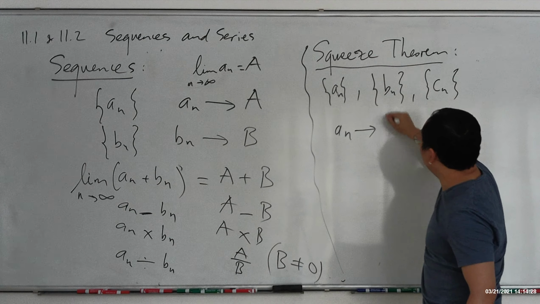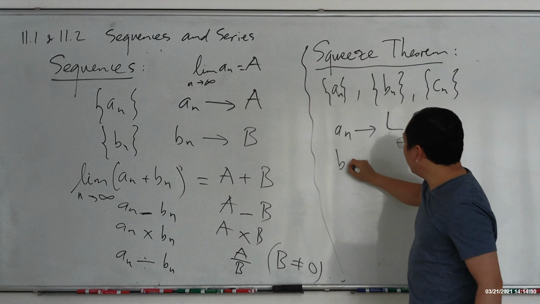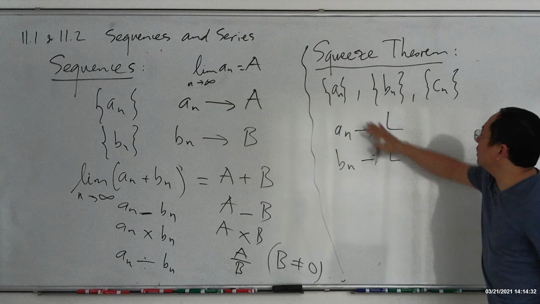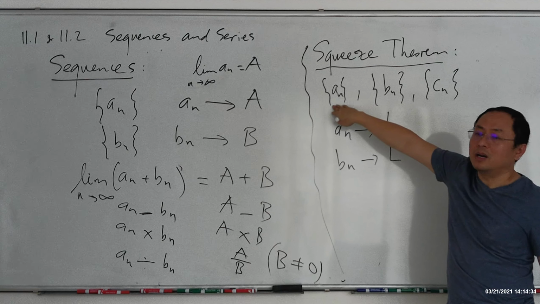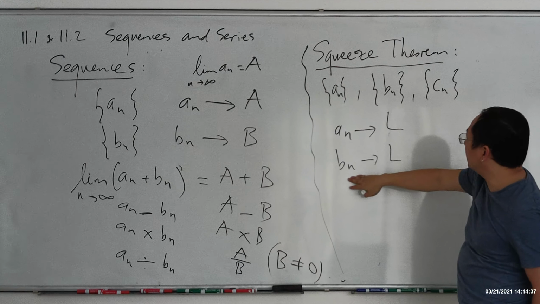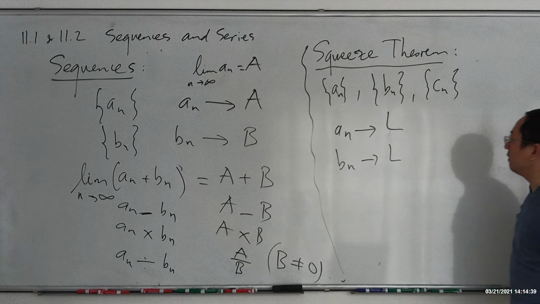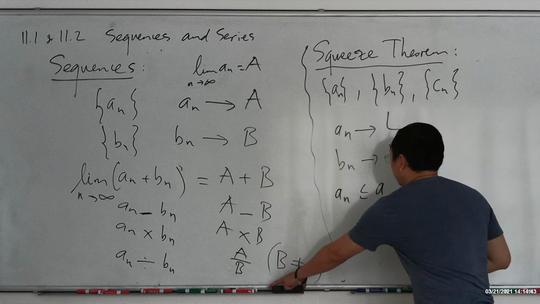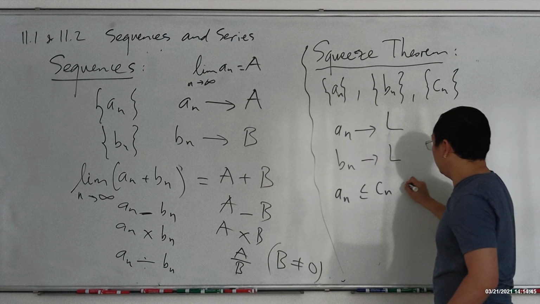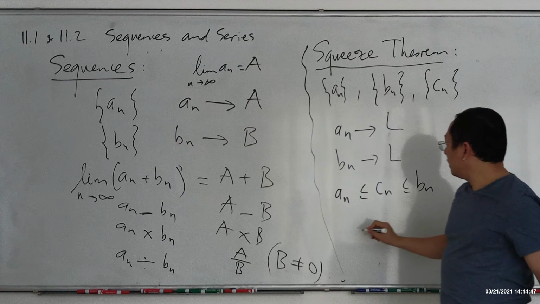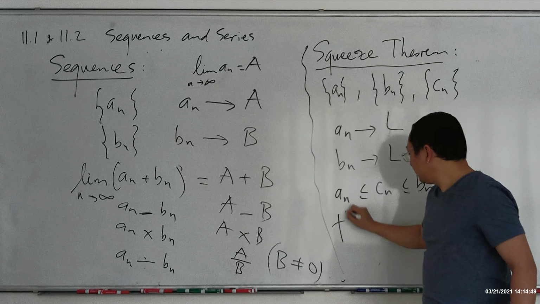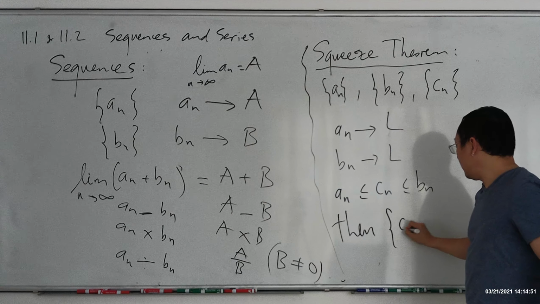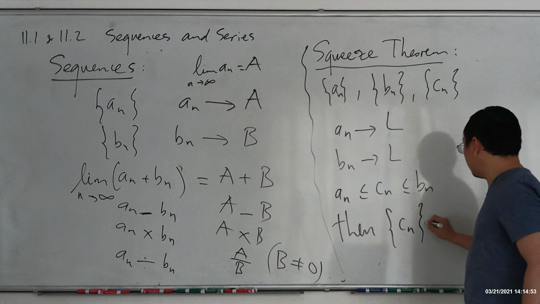And then we say that b_n also goes to L. So two sequences converge to the same number. The sequence a_n converges to L, sequence b_n also converges to L. And if you know that c_n is squeezed between a_n and b_n, then you know that the sequence c_n also converges to L.